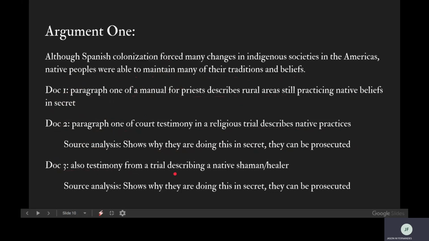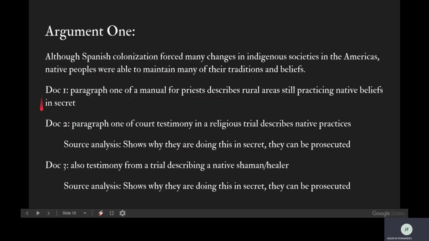And then 3 is very, very similar, right? This is also testimony from a trial. This is the one where we were describing this native shaman, this healer, right? Where she's continuing to practice these native beliefs. But, you know, you can get in trouble, right? Because again, this is also testimony from a court trial, right? So we've done both of our source analysis here, talking about this witness testimony, which shows us that there's a reason that they do these things in secret, right? So we proved it, right? There was maintenance of these traditions and practices. We saw it in 3 separate documents, right?